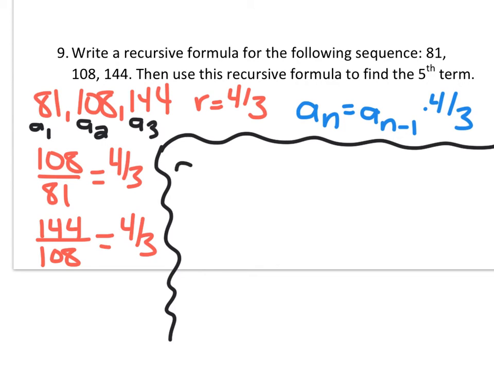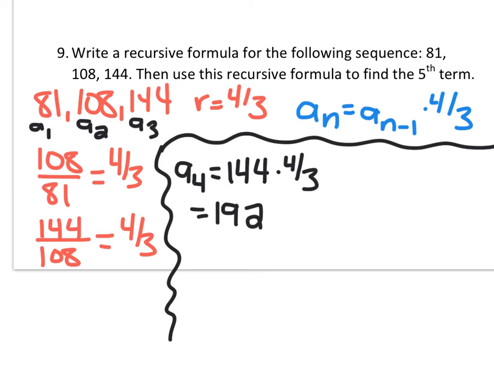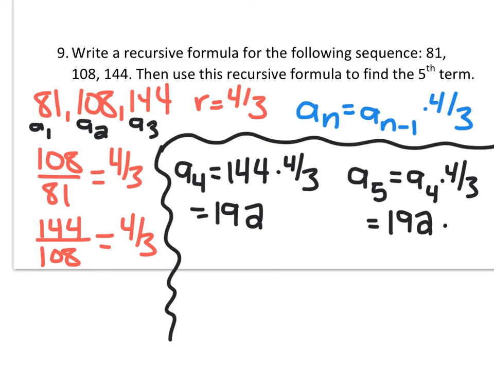So in order to find our fourth, we can use our formula. A4 will be its previous term, which is A3, which is 144, times 4/3, which gives us 192. So A5 will be A4 times 4/3. A4 is 192 times 4/3, and that will give you 256. So our fifth term will be 256.